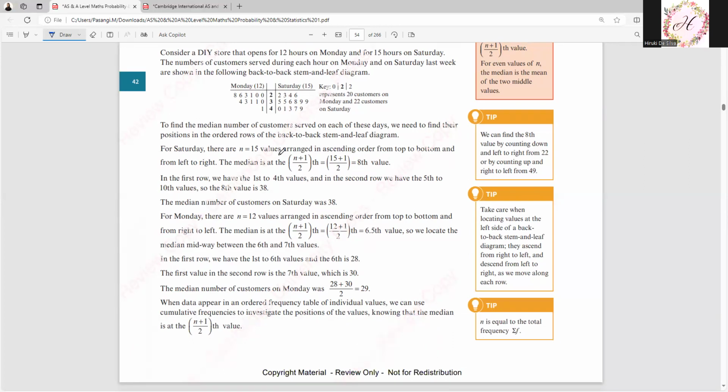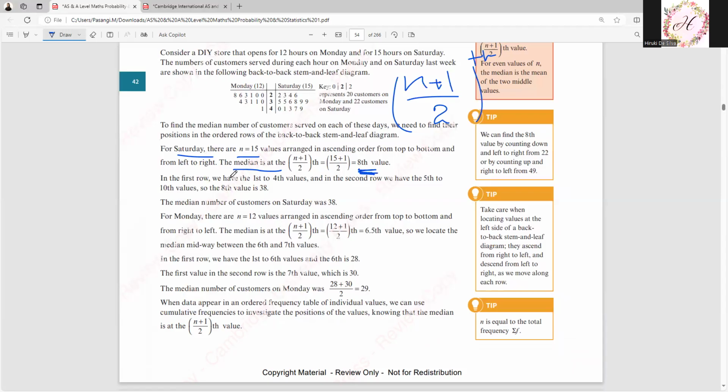So what will happen here? For Saturdays, there are 15 elements, n is equal to 15, with values arranged in ascending order, that means from the smallest to largest, from top to bottom and from left to right. So the median is the value at the (n plus 1) over 2 th position, which we consider as the median. That means 15 plus 1 is 16, 16 divided by 2 is 8. The eighth value. This is the index, the position.